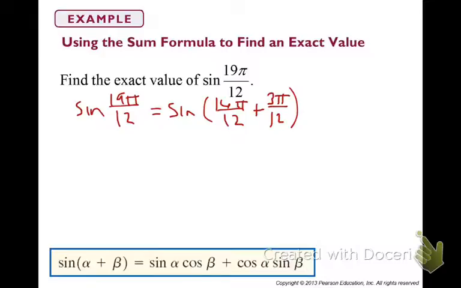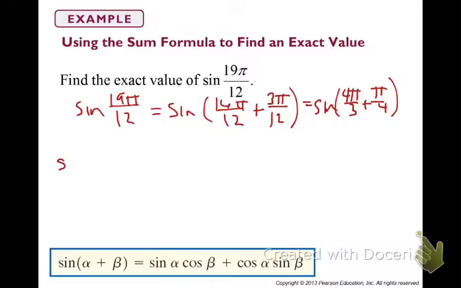So let's redo, let's simplify down. 16 over 12 would reduce down to 4 pi over 3, and 3 pi over 12 would reduce down to pi over 4. So 4 pi over 3, that's going to swing us into quadrant 3. So we will get out of that first quadrant. Okay, so let's go ahead and rewrite into our formula.